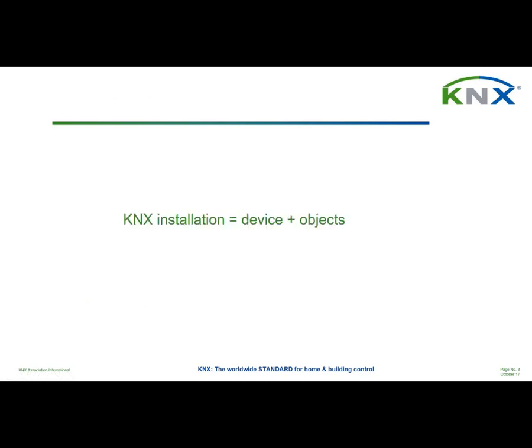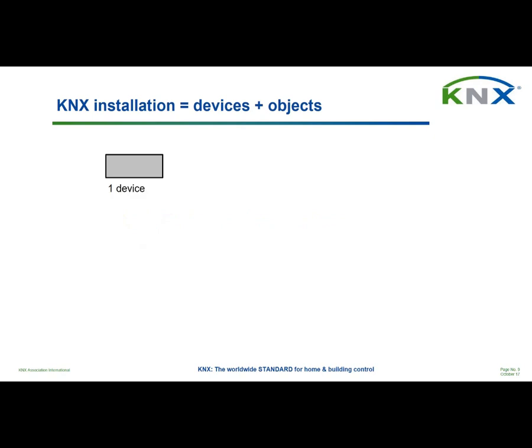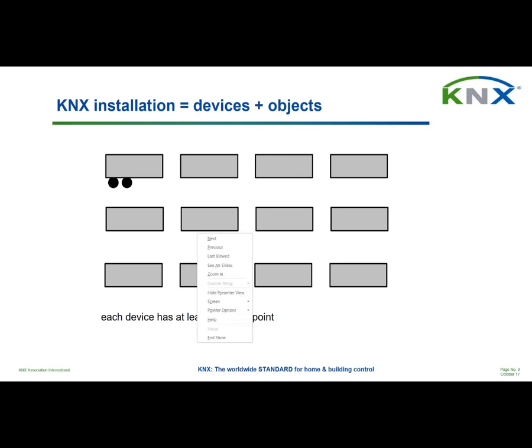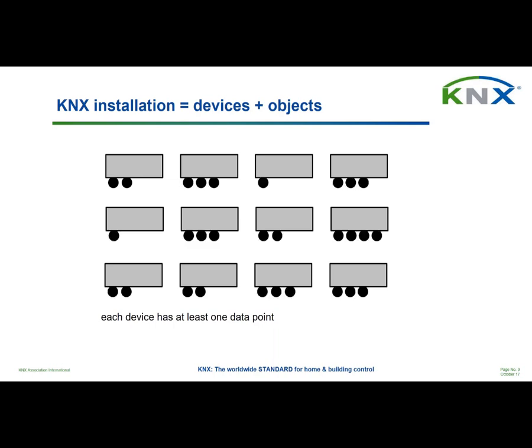Okay, then the KNX installation, so the two views that I already mentioned before. First of all, what we see in the KNX installation is, of course, the devices. If this is one device, then this is one view of a KNX installation. If you look at the collection of all these devices, that is indeed one way to look at it. But of course, every device has at least one data point. In this example, the first device here has two data points. If we then look at the other devices, we see devices with data points.